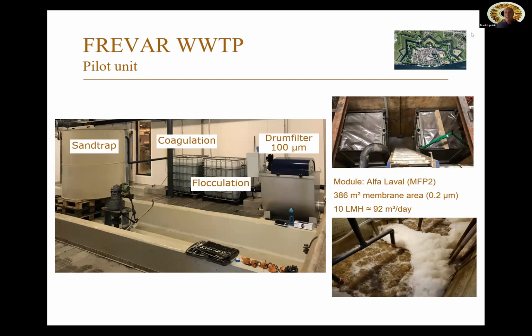And we went from 1 square meter from the previous plant up to 386 square meters of membrane area. And we achieved quite decent fluxes. The plant was giving us a flux of 10 liters per square meter per hour, which resulted in a total capacity of the plant of 92 cubic meters per day.